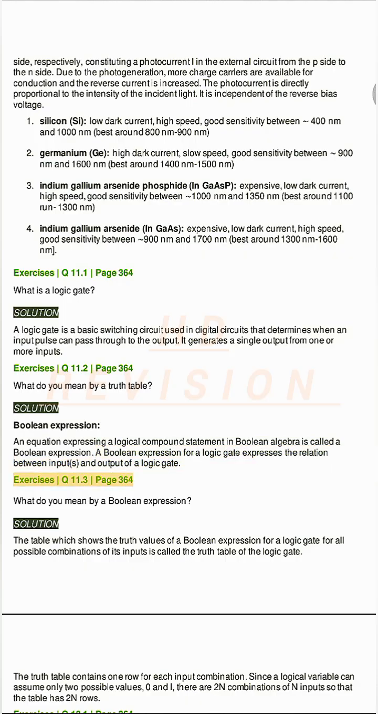Exercises Q11.3, page 364. What do you mean by a Boolean expression? Solution. The table which shows the truth values of a Boolean expression for a logic gate for all possible combinations of its inputs is called the truth table of the logic gate. The truth table contains one row for each input combination. Since a logical variable can assume only two possible values, 0 and 1, there are 2^n combinations of n inputs so that the table has 2^n rows.